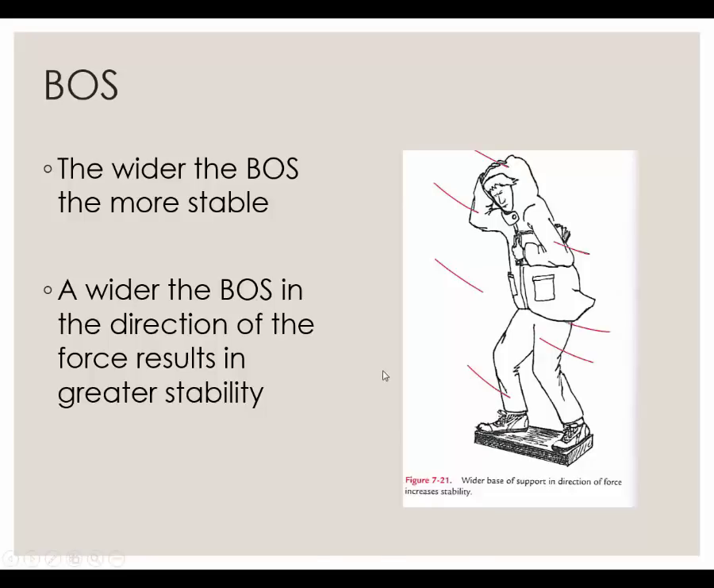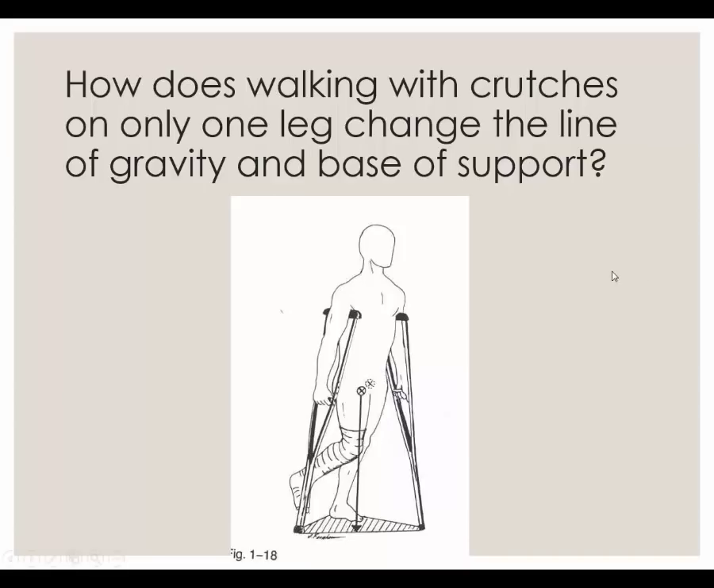So how does walking with crutches on only one leg change the line of gravity and base of support? You've got a definite change in the base of support. They've picked up this leg because maybe they're non-weight bearing, so you only have one foot. But what we've done is we've added 2 more points to the ground, and it's created a triangular base of support. Okay?